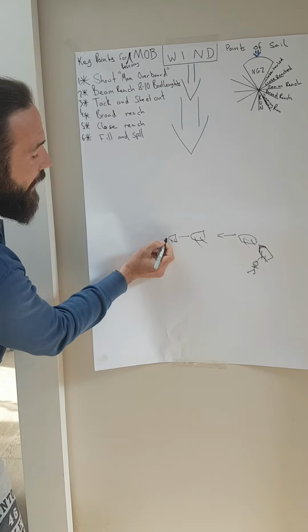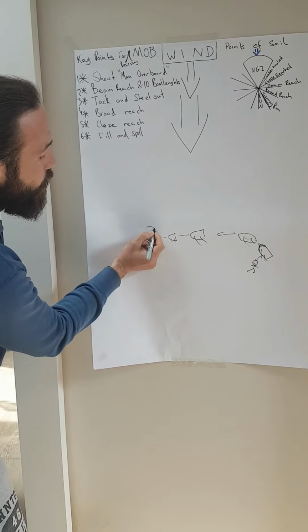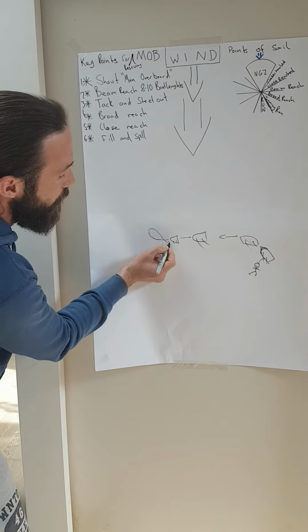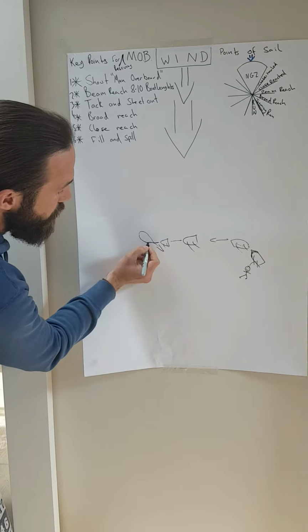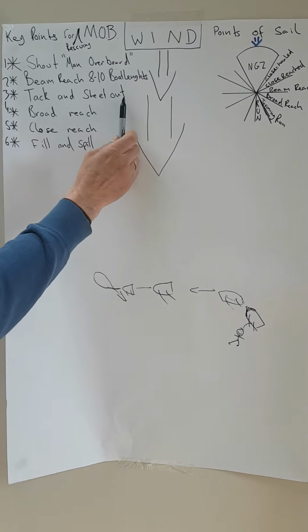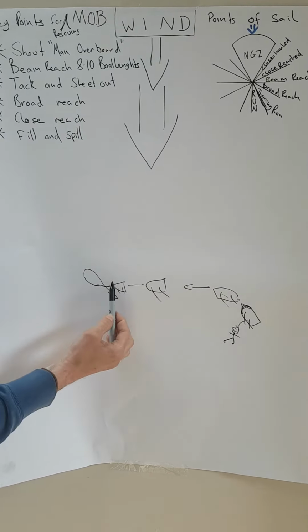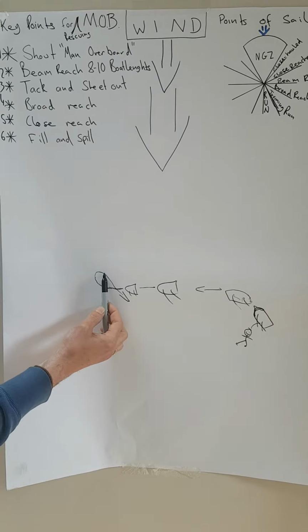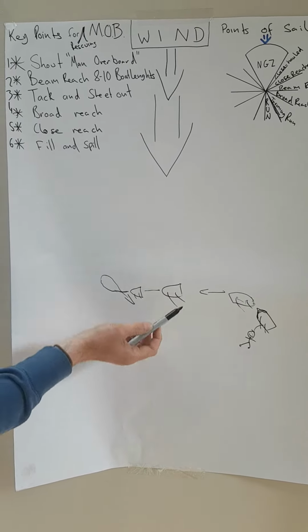Then we have to put a tack in, which will allow us to turn back towards the man overboard, shown here with arrows. The reason why we do a tack is that it's much more stable than a jibe, and it ensures that we're not going to lose any other crew. We're going to try to pick up this man as safely as possible.